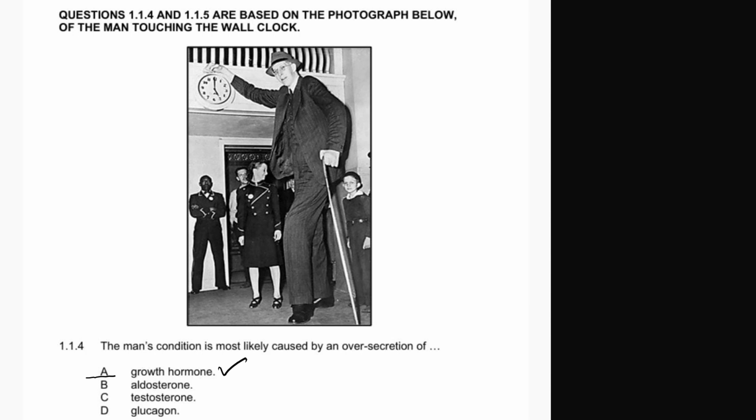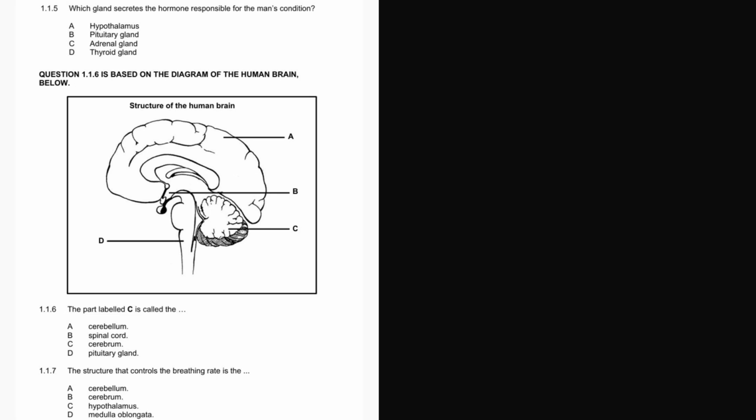So that's 1.1.4, right? Therefore, 1.1.5, they said, which gland secretes the hormone responsible for the man's condition, right? They are still on that man who is holding the wall. The gland is the pituitary gland. So then now option B, it is the correct option. It is the pituitary gland, responsible for that man's condition.